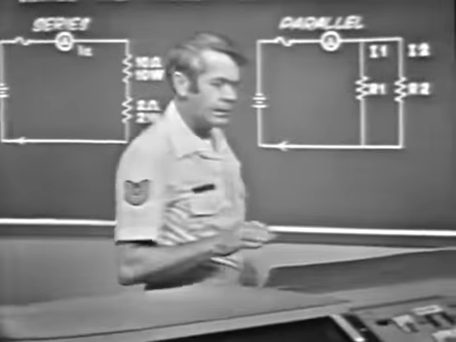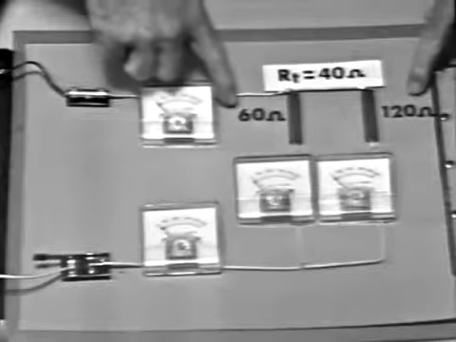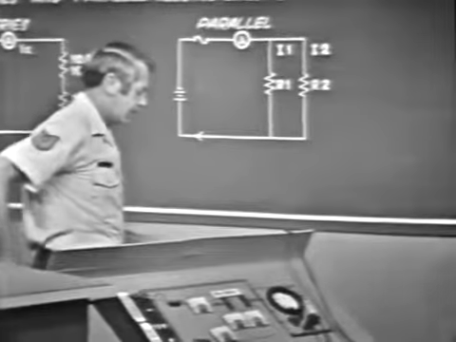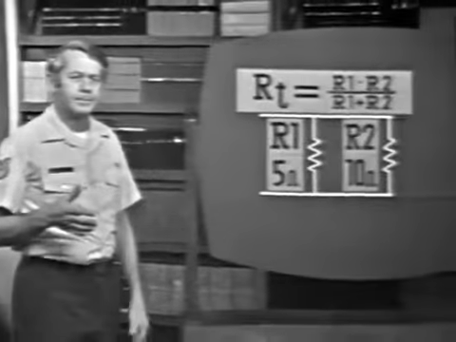Well, this is what happens to total resistance in a parallel circuit. By placing the resistors in parallel, we increase the cross-sectional area. Total resistance, then, is less than the smallest branch resistance. If you'll recall, we measured a total resistance of 40 ohms in this circuit. Now, of course, the more resistors we add in parallel, the more the total resistance will decrease.